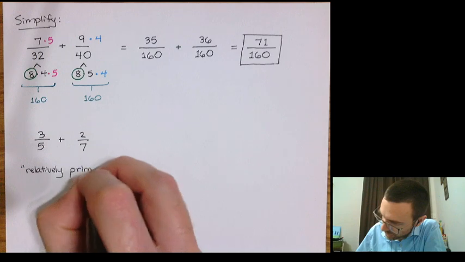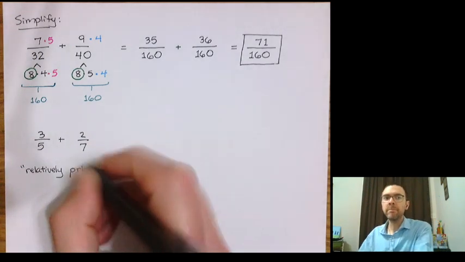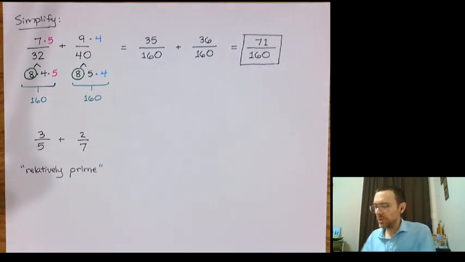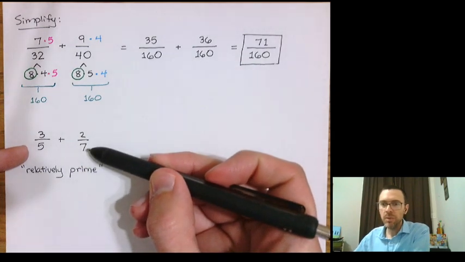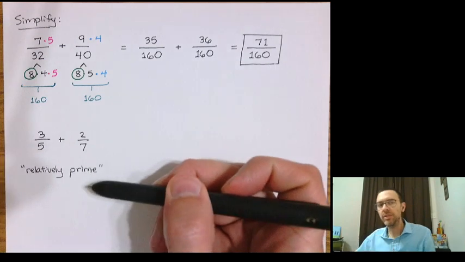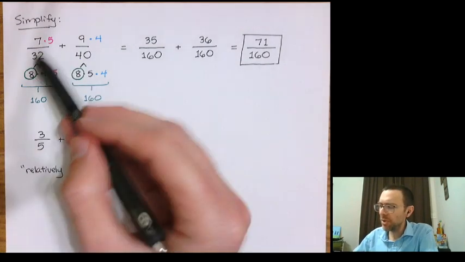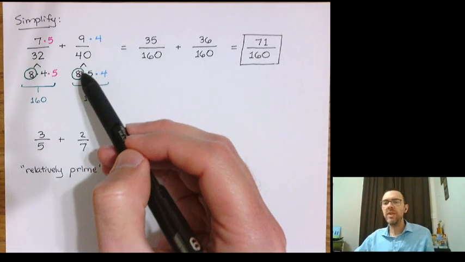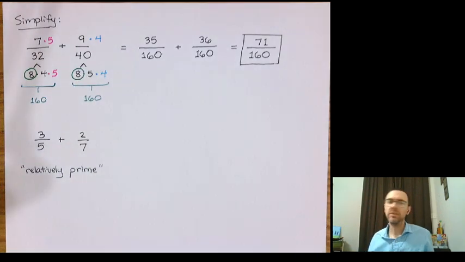If your denominators are relatively prime. Now, the phrase relatively prime means that between these two guys, the only factor they have in common is 1. That makes them relatively prime. Up above, 32 and 40 had a common factor of 8, so they weren't relatively prime.